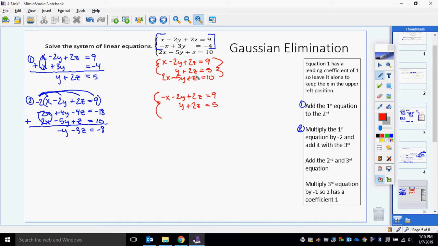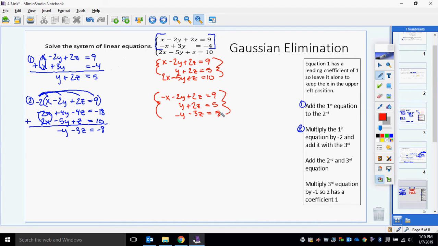But equation 3, look how I got rid of this 2x. I eliminated that. So equation 3 is just negative y minus 3z equals negative 8. Okay, so we're getting somewhere. We're working our way down, right? I still need to get rid of this y.